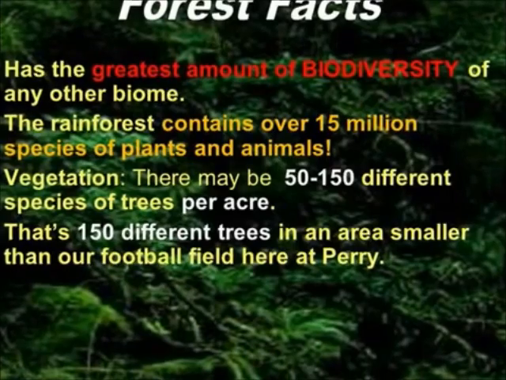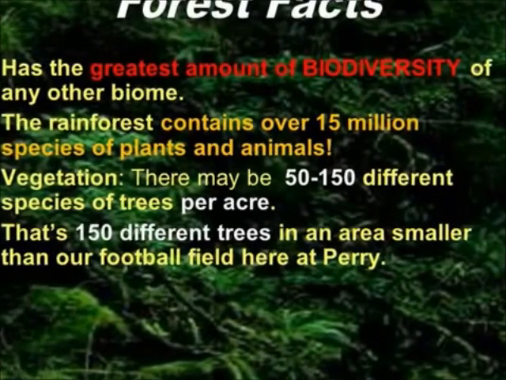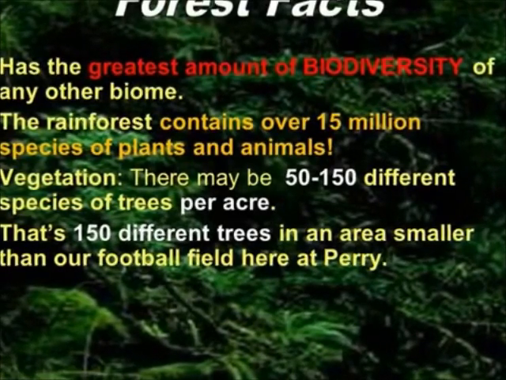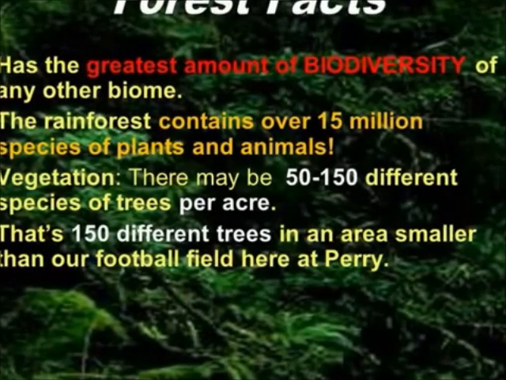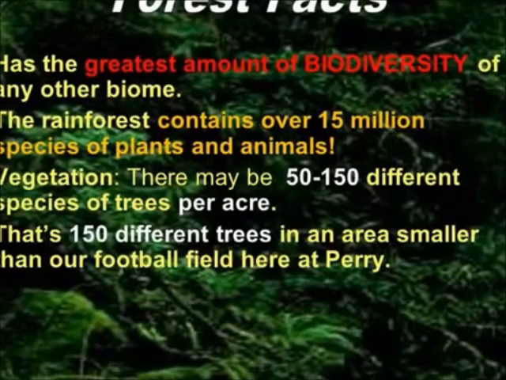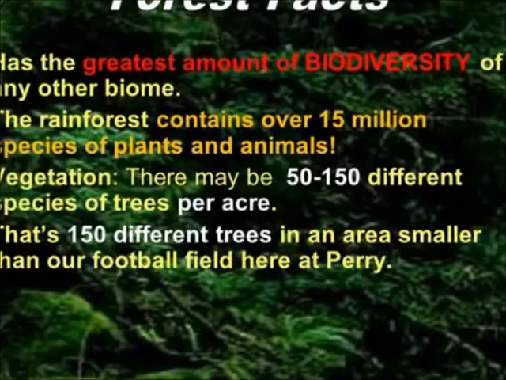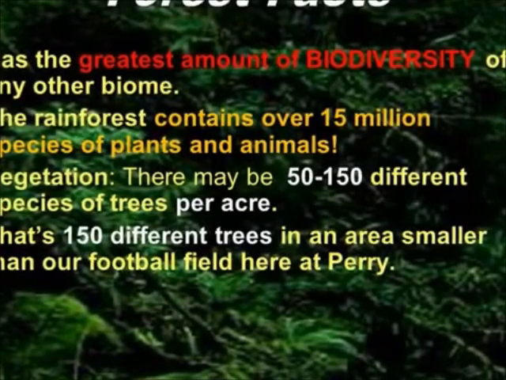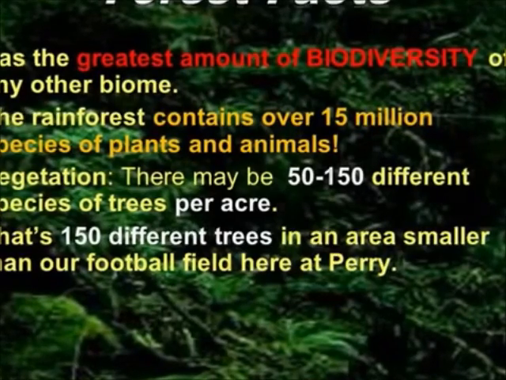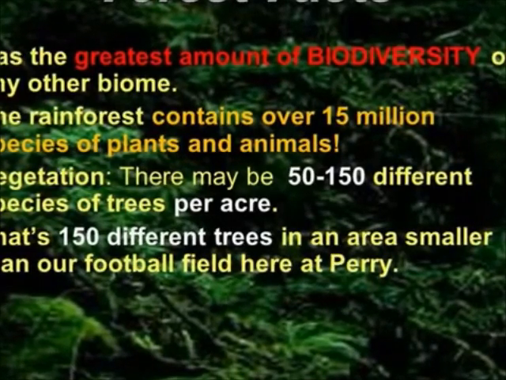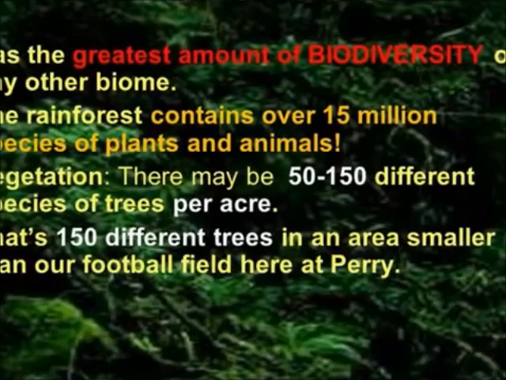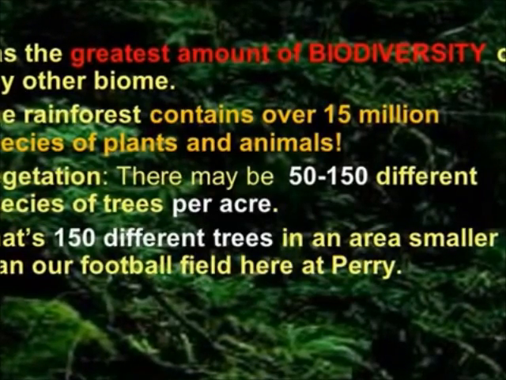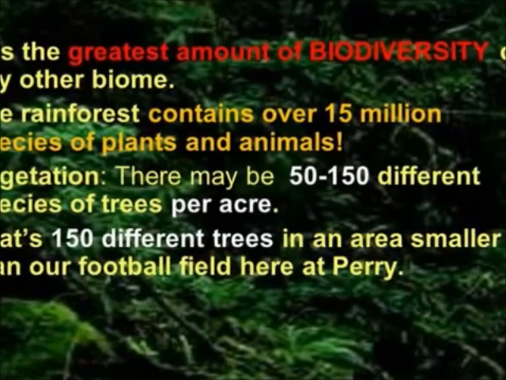As far as the vegetation, on a single acre, there can be up to 150 different species of trees alone. Now, to kind of put that in perspective, that'd be like 150 different kinds of trees in an area smaller than our football field here at Perry. That's a lot of different kinds of trees. So biodiversity is also one of the characteristics.